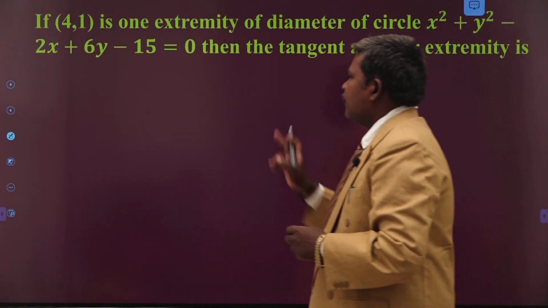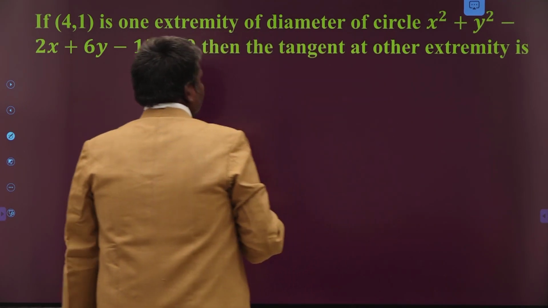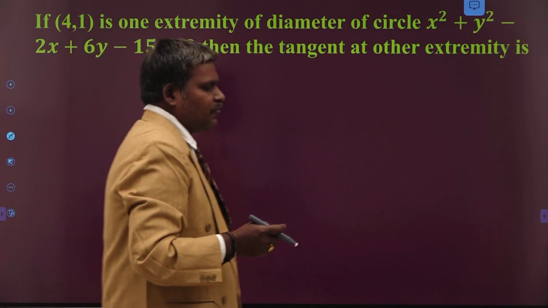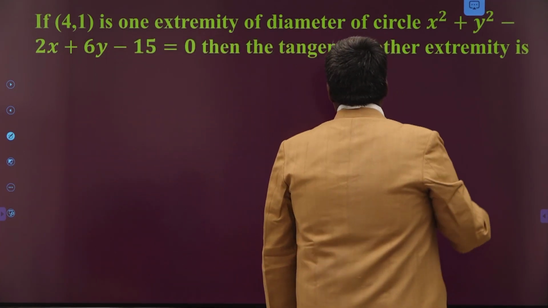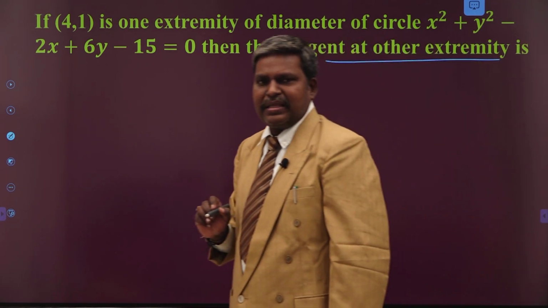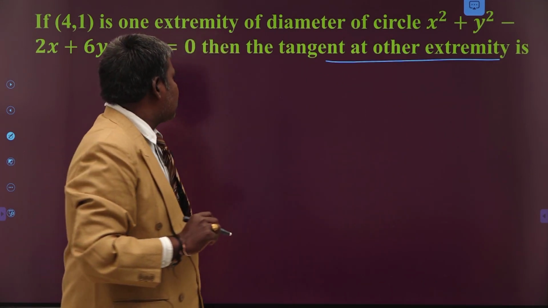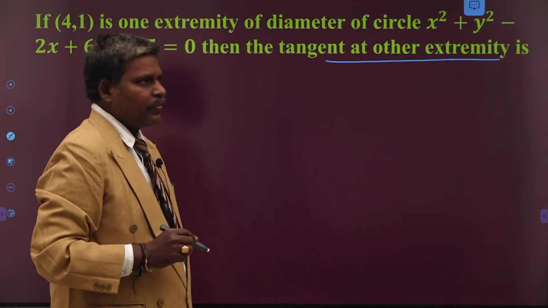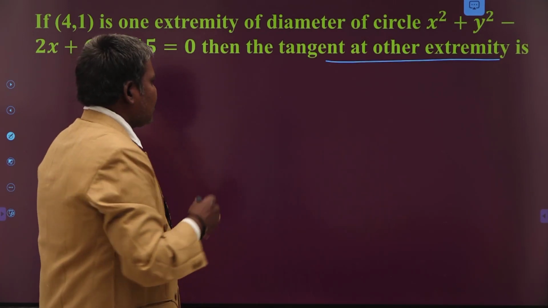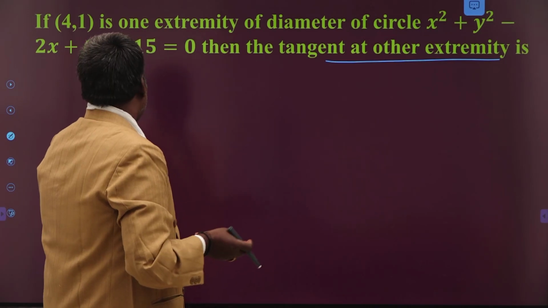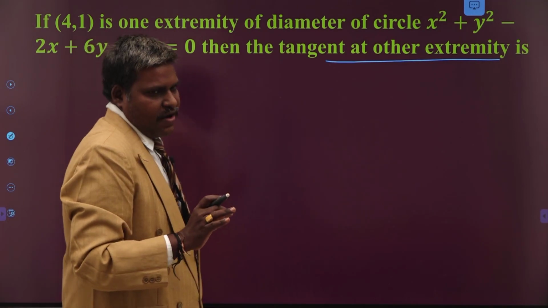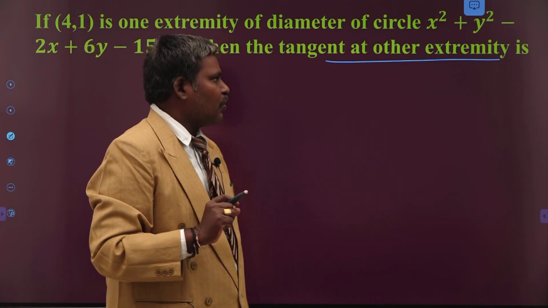See here, if 4 comma 1 is one extremity of the diameter of the circle x square plus y square minus 2x plus 6y minus 15 is equal to 0, then we have to find out the tangent at the other extremity. We have to find out the equation of tangent at the other extremity, that is passing through what? 4 comma 1. 4 comma 1 is one of the extremities of the diameter of your circle. What is the circle equation? x square plus y square minus 2x plus 6y minus 15 equal to 0. We have to find out the equation of tangent at the other extremity. That is what you are going to find out.